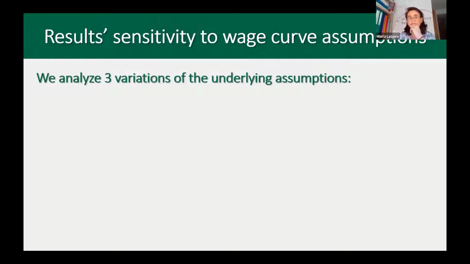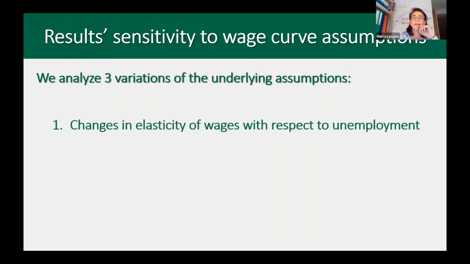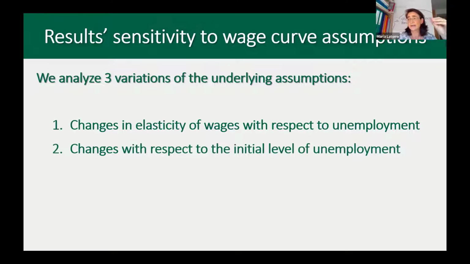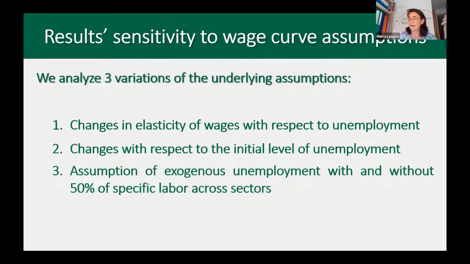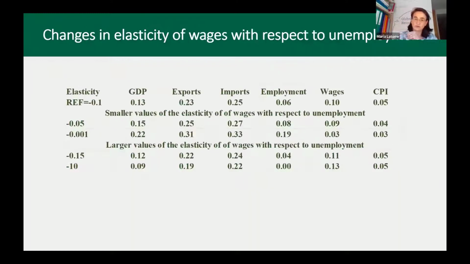That's our central estimation. And what I'll be presenting now and looking at more carefully is, let's change the value of that elasticity, how wages respond to unemployment. Let's change the value for the initial level of unemployment. Let's make unemployment exogenous so that you cannot create new jobs, and also run this exogenous unemployment with and without the 50% specific labor across sectors.